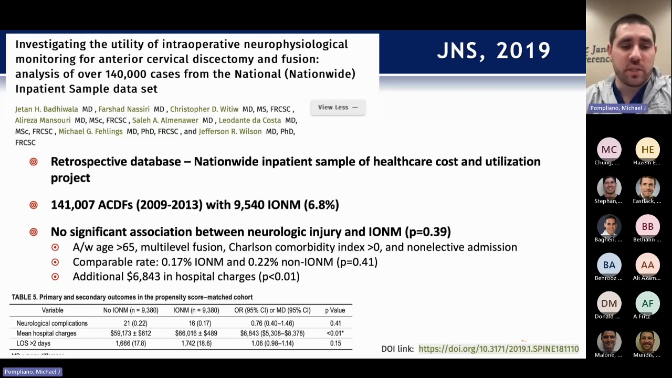But they found essentially a $6,800 hospital charge for cases that did use the intraoperative monitoring, and that was significant there. You can see the overall hospital charges below, 59 versus 66,000 for ACDFs. Pretty low rate of neurologic complication as well, no different between the two groups, like I said.